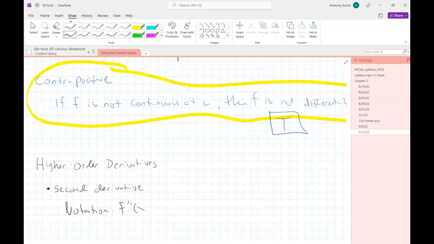Is the derivative always like one degree lower than the original? Depends on the type of function it is. Like in a quadratic, yeah.